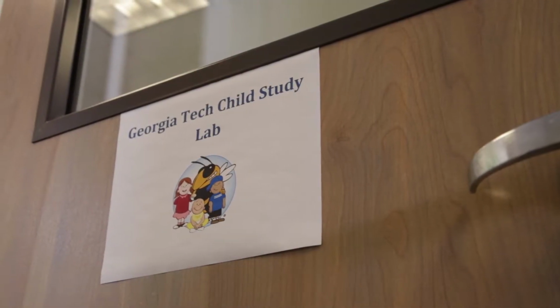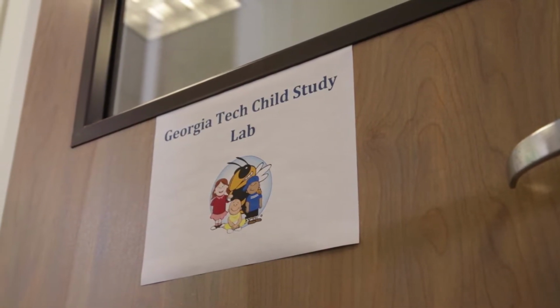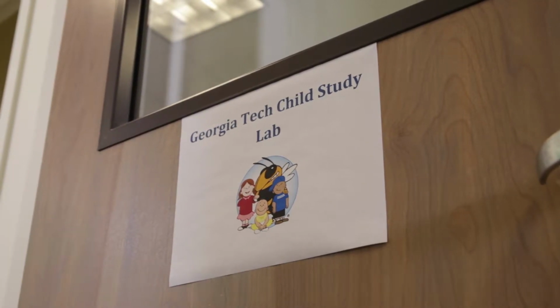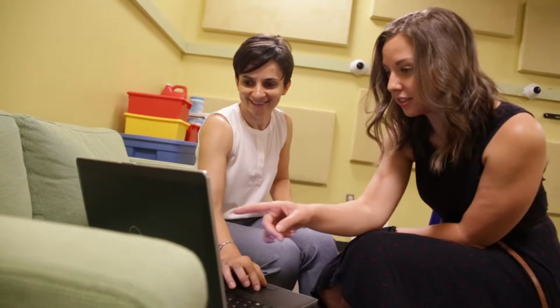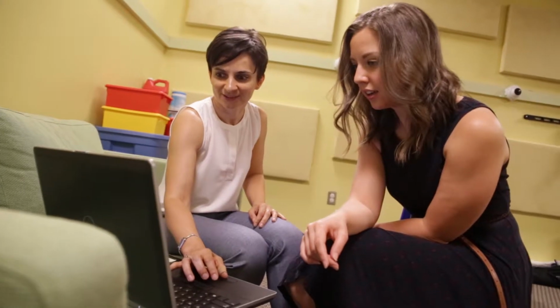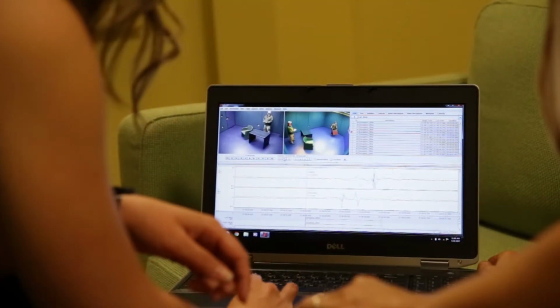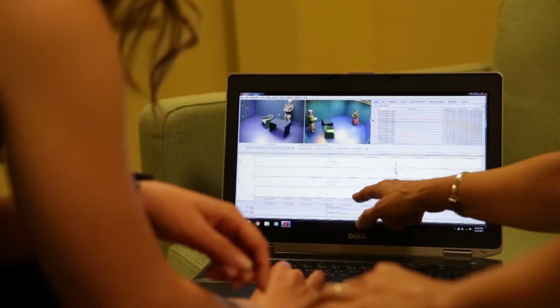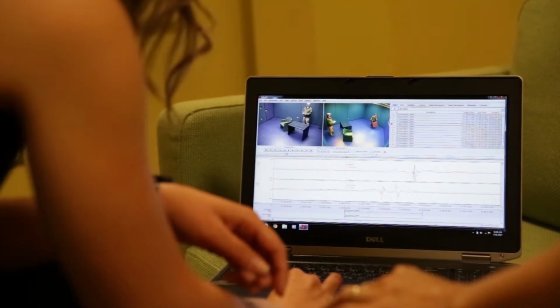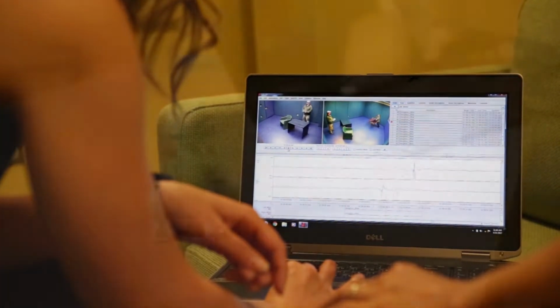So the Child Study Lab really came into existence when we had a grant from the National Science Foundation as part of their Expeditions in Computing programs. And the underlying theme was to develop computational methods for understanding children's behavior and analyzing children's behavior. It was really an investment in basic understanding of modeling and sensing of kind of the core behaviors that underlie a lot of developmental conditions.